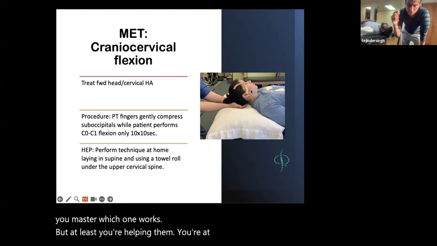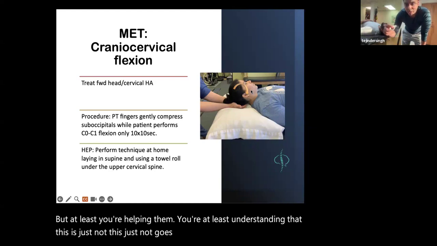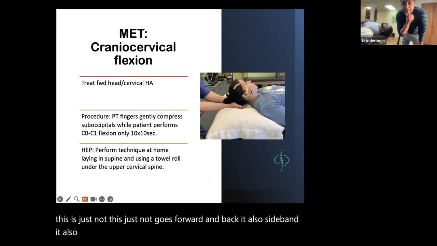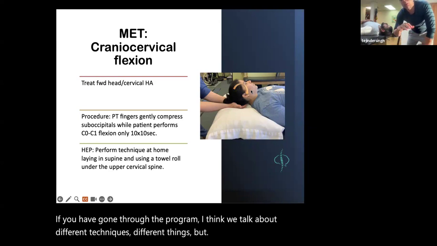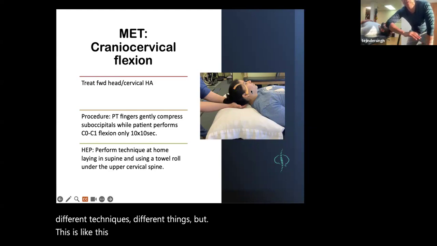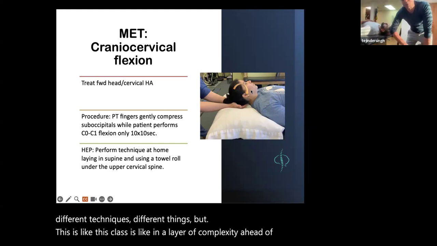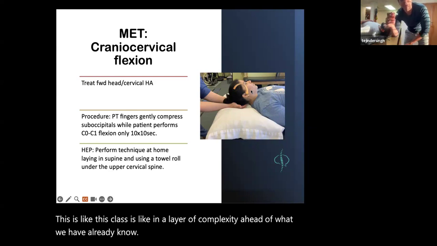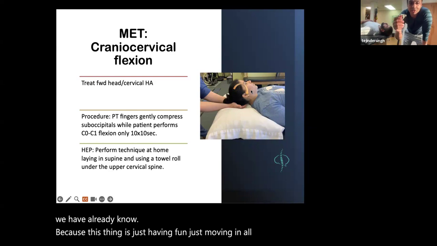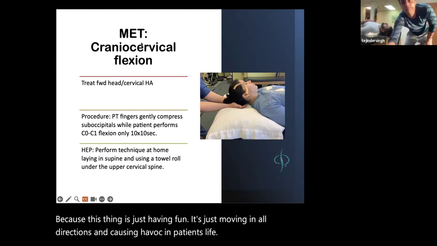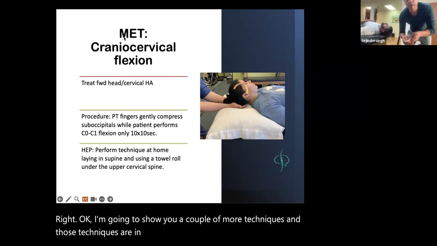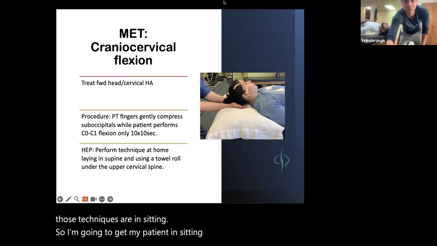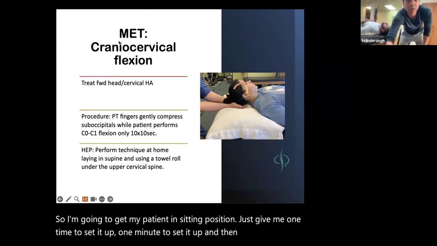You're at least understanding that this just not goes forward and back. It also side bends, it also rotates, right? Okay. If you've gone through the program, I think we talk about different techniques, different things, but this class is like a layer of complexity ahead of what we already know, because this thing is just having fun, just moving in all directions and causing havoc in patients' life, right? Okay, I'm going to show you a couple more techniques, and those techniques are in sitting. So I'm going to get my patient in sitting position. Just give me 1 minute to set it up.